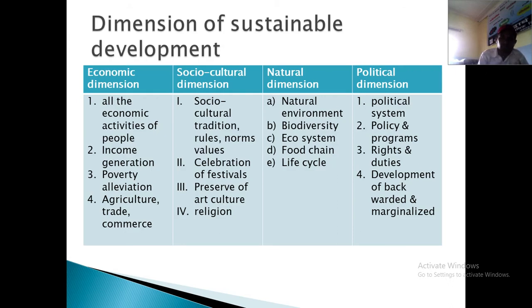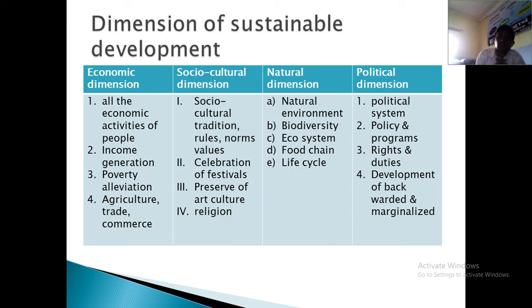And its dimensions. Dimension means part, it means sector. Which sector does sustainable development touch or link with? The first is economic dimension, then socio-cultural dimension, natural dimension and political dimension. Remember that these are the major sectors which are connected with sustainable development. Economic dimension means all economic activities of people, either income generation, poverty alleviation, agriculture, trade, commerce, all things should be durable. It means they should not hamper the environment and resources.